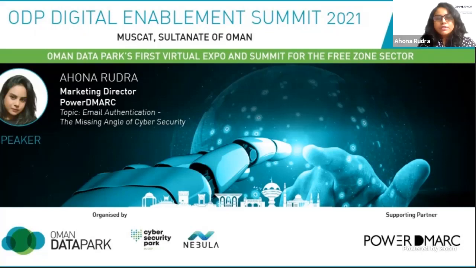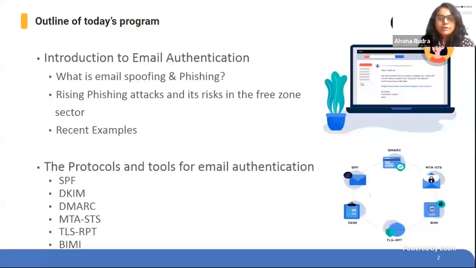So the topic we're going to cover today is email authentication as the missing angle of cybersecurity in the free zone sector. So let us begin with an outline of today's program. First of all, we are going to talk about what email authentication is all about and why we need to implement it in the free zone sector, especially assessing the threats involved and the risks that are at play here. Then we will be moving on to the various authentication protocols or mechanisms that we can configure for your domain to mitigate the threats and vulnerabilities at your organization. So we're going to talk about the problem as well as the solution that we are offering around it.